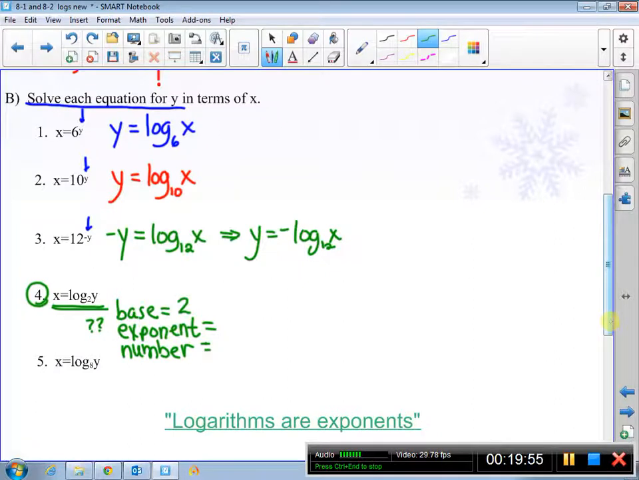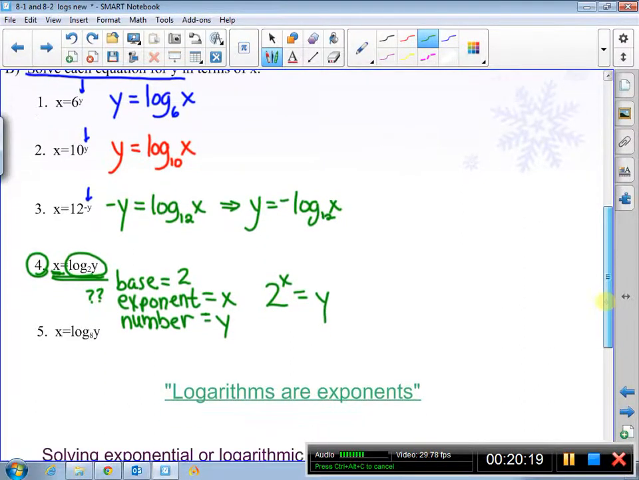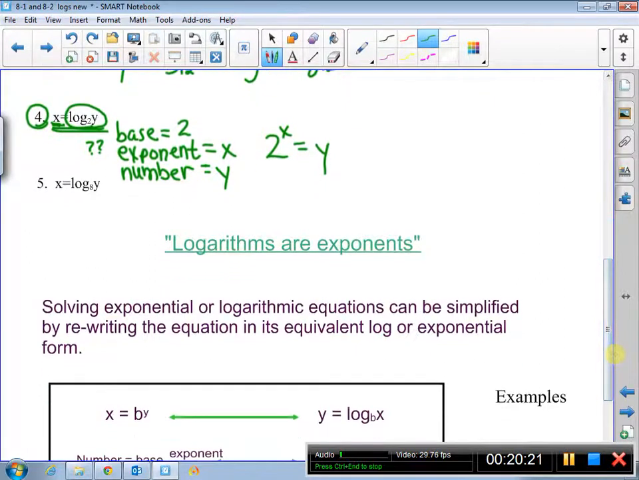The exponent? Well, we said logs equal the exponent. Here's the log, and it equals x. That means x is the exponent. And then the only one left is y. So what we have here now is a base of 2, an exponent of x, and that should equal y. So there's your equation, put back in y equals form. That one was a little different.